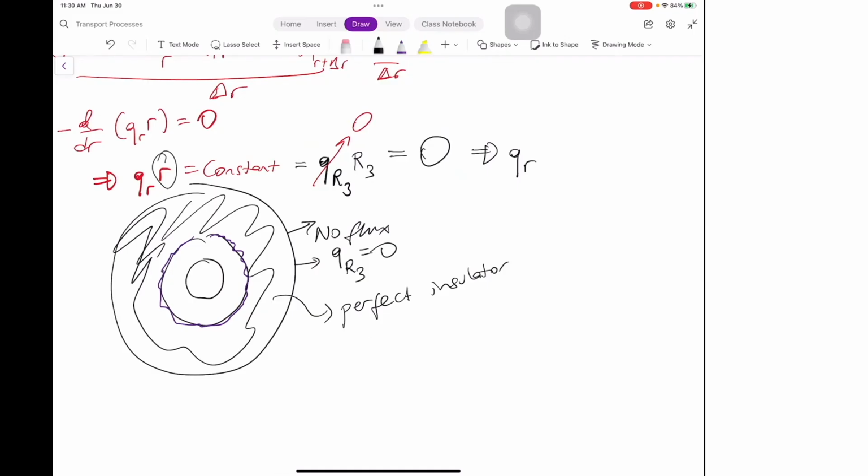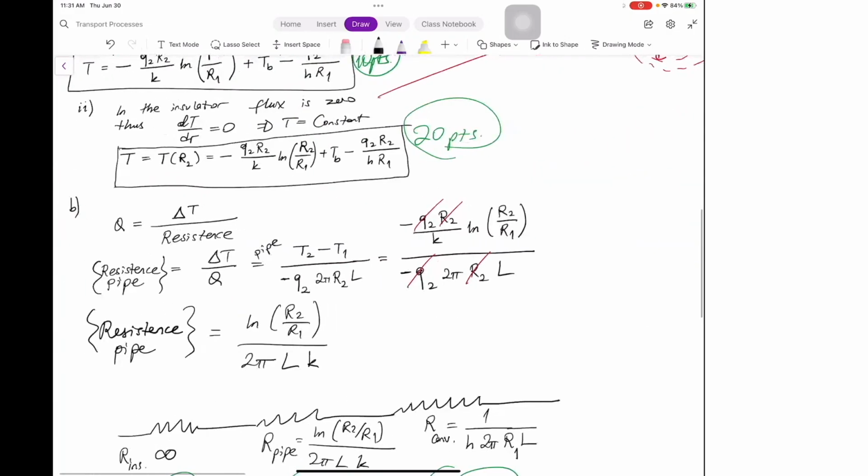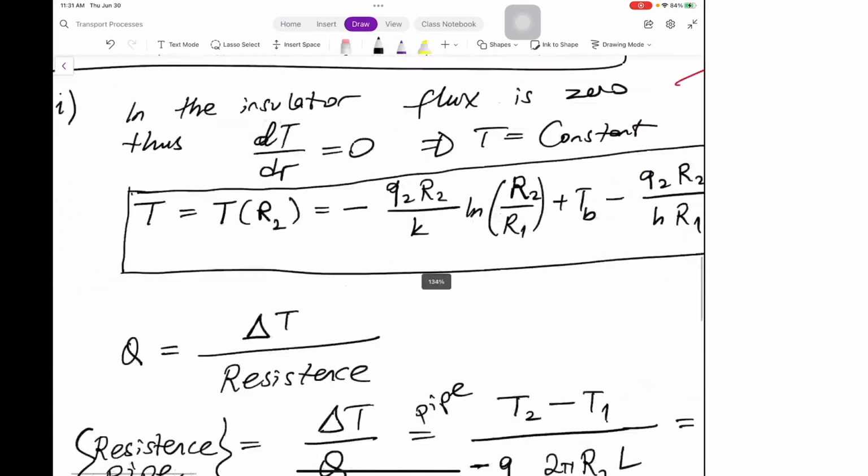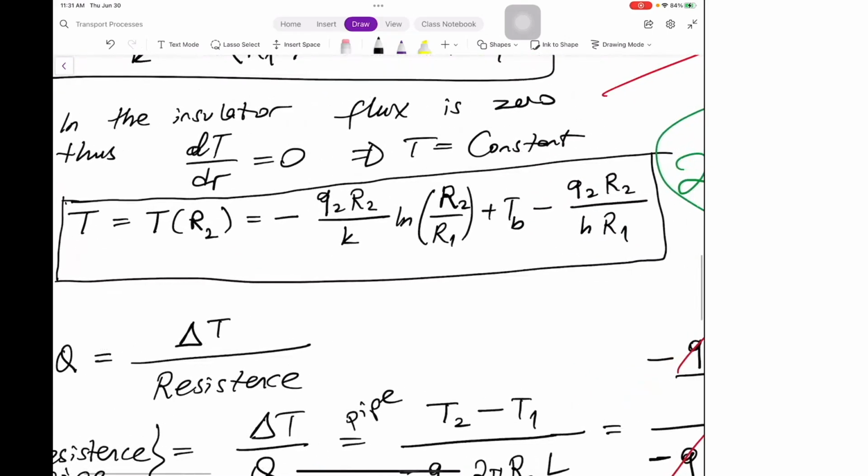Because this is finite, but this must be 0 because the product is 0. QR is 0 everywhere within the insulator, right? Because in the problem it doesn't say any insulator, it says perfect insulator, that we find that the flux is 0. So dT over dr is 0, so T is constant, which means that T is going to be equal to the T at the boundary.